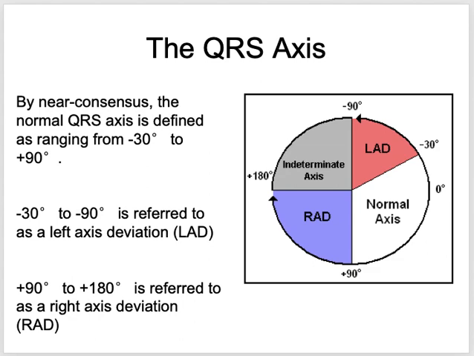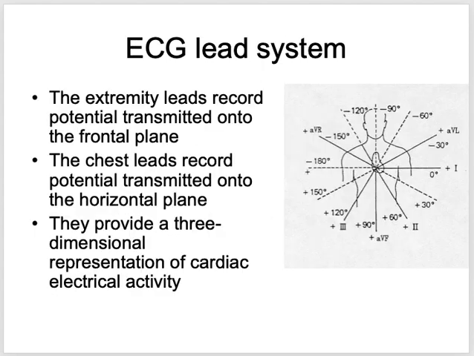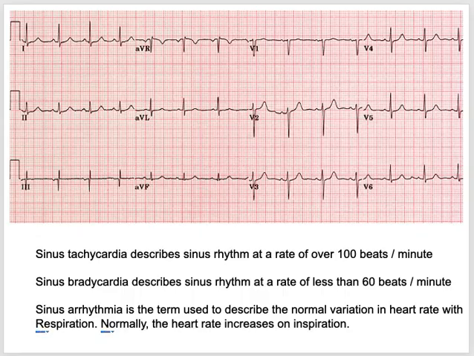Wait, I will show you the same thing again. Normally in lead 1, the direction of the vector is here, right? The current starts from here, the SA node, and goes in this direction. So the final direction is this one. That's why this is the normal axis. In right axis deviation, in lead 1, if the current is going in this direction, of course the resultant vector will move in here, which is right axis deviation.